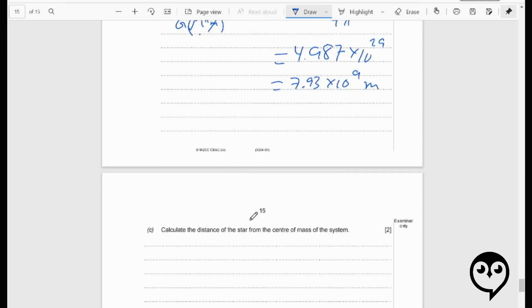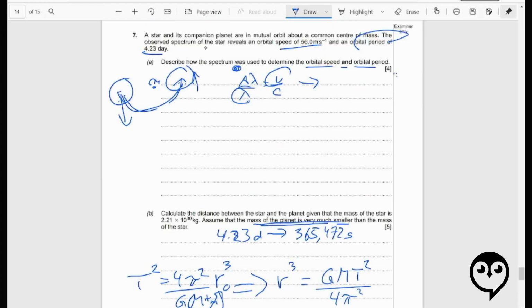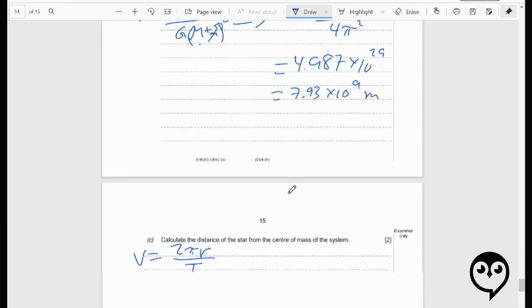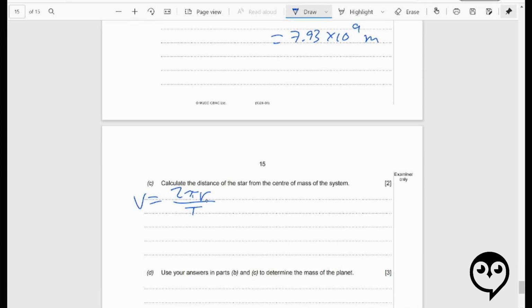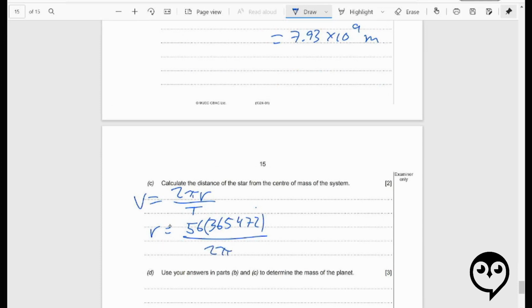Now they want to know between the star and the center of mass of the system. Now remember that up here, the star has an orbital speed of 56 meters per second. So we do have that speed there. I think we can just rearrange this equation, can't we? Velocity times period, that'll be a unit of distance, and then divided by 2 pi will give us our distance. Right, so I get 3.26 times 10 to the 6 meters.